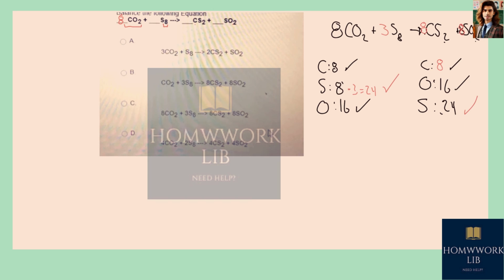As you can see, all of the elements present in the reaction are going to be properly balanced. So for that reason, the correct option would be 8 of CO2, 3 of S8, 8 of CS2, and 8 of SO2.